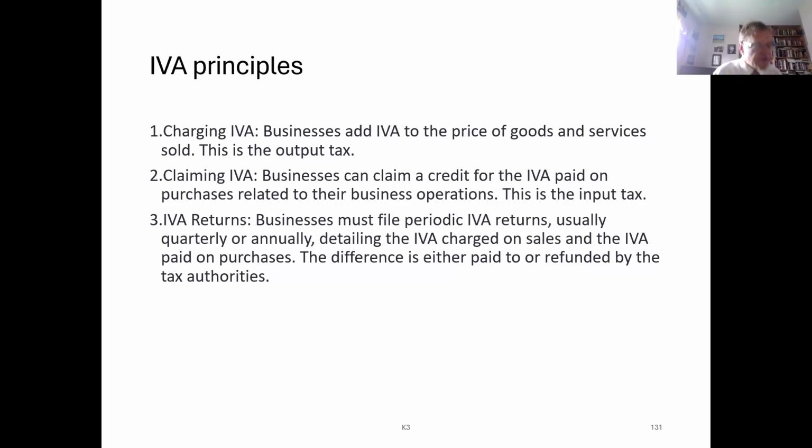IVA principles are similar to elsewhere. Businesses add IVA to the price of goods and services sold. This is the output tax. Claiming IVA: businesses can claim a credit for the IVA paid on purchases relating to their business operations. That is the input tax. IVA returns: businesses must file periodic IVA returns, usually quarterly or annually, detailing the IVA charged on sales and the IVA paid on purchases. The difference is either paid to or refunded by the tax authorities.